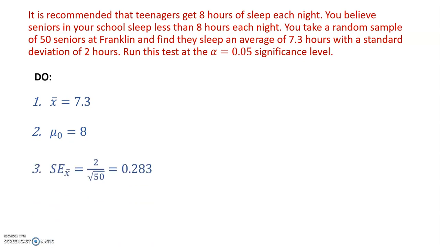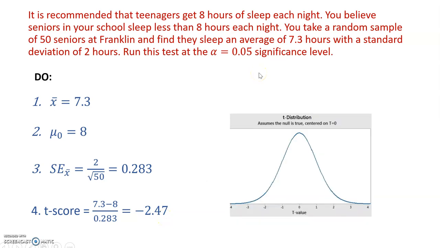Standard error takes a little bit of time to calculate. I used S, so it's standard error, not sigma. Got 0.283. And so when I calculate my T-score, I say, look, this is less than 8, so I should have a negative T-score. How much less than 8 in standard deviations is 2.47. So here's a little picture of that. Here's your T-curve. Here's negative 2.47. You can see it's less than the mean pretty significantly.